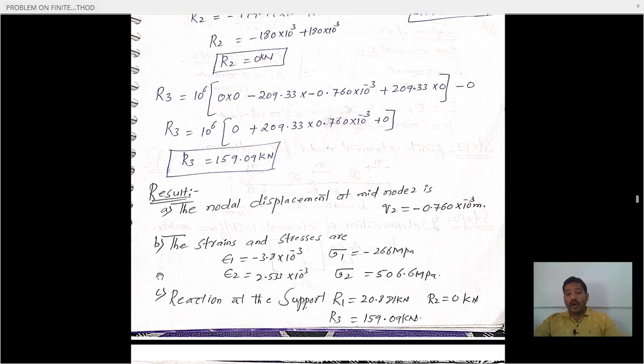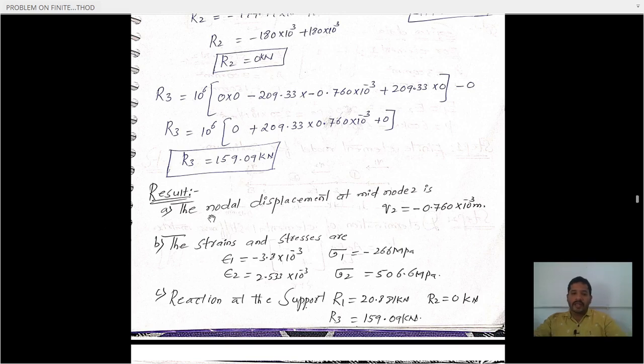After that you have to represent that the nodal displacement at 1 is 0 because it is a fixed end, so Q1 is 0. The nodal displacement at 3 is 0 because it is a fixed end. The nodal displacement at the mid node 2, we got Q2 as minus 0.760 into 10 power of minus 3. We know very well Q1, Q3 is 0 and Q2 is minus 0.760 into 10 power of minus 3 meter.